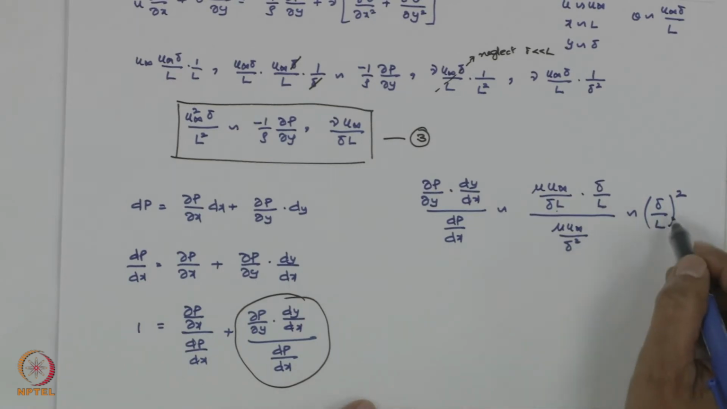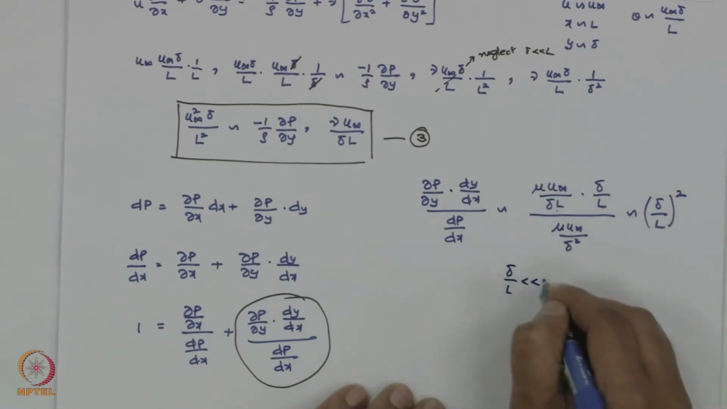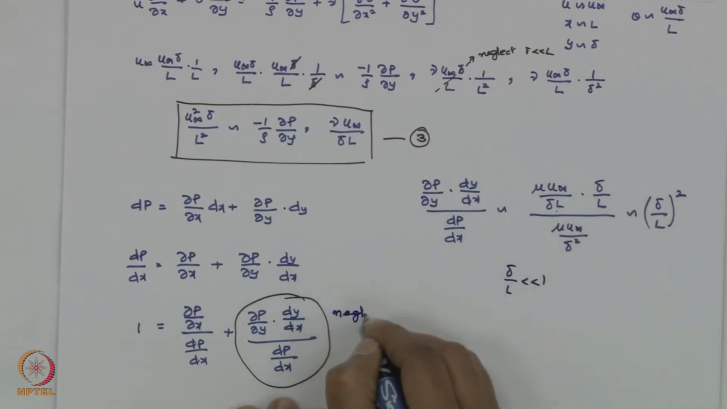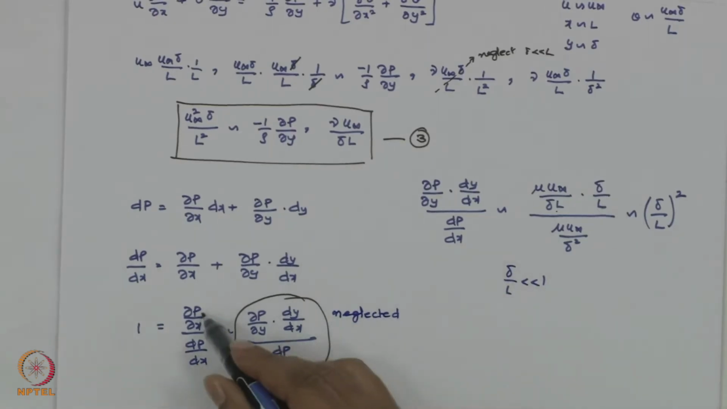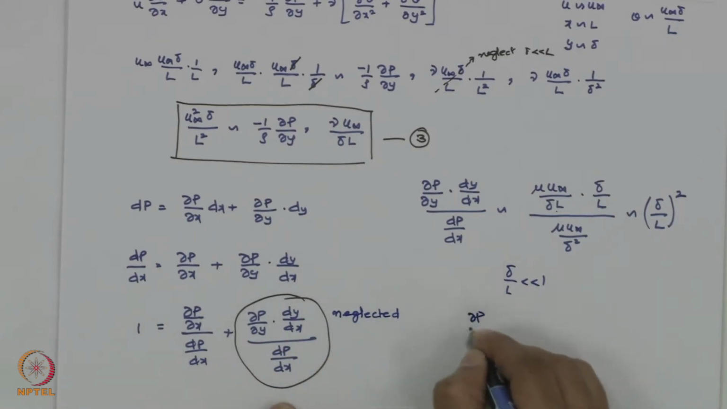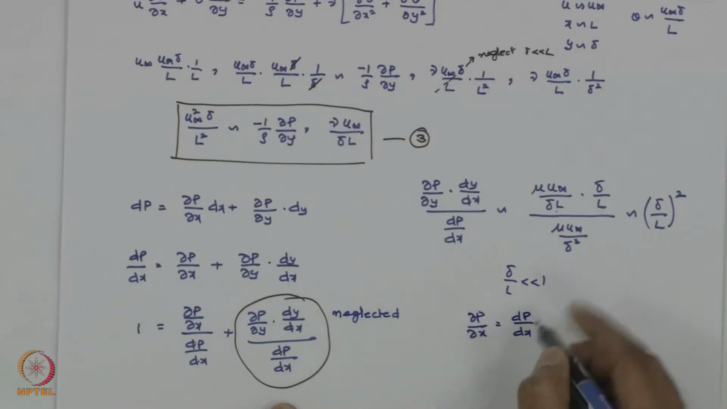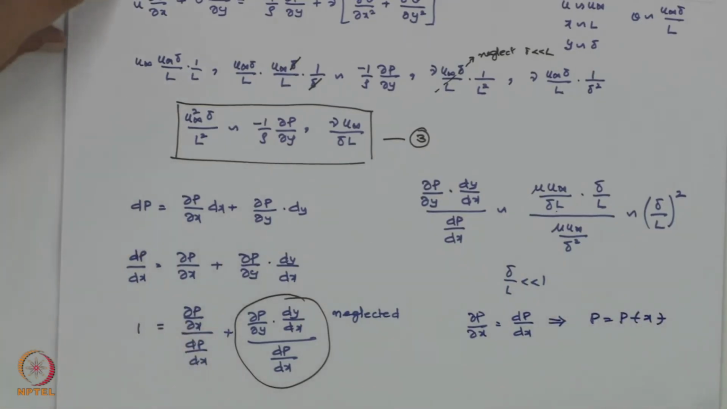But delta by L is very small. So, this delta by L is very small, so the whole of this term is to be neglected. That means del P by del X equals dP by dx, which implies that pressure is only a function of X. Pressure is only a function of X.